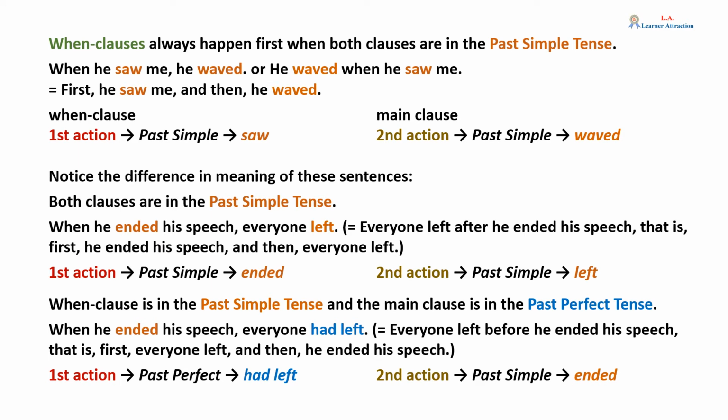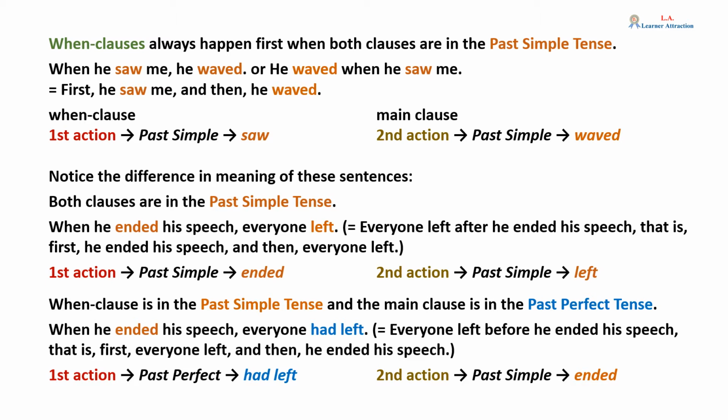When clauses always happen first when both clauses are in the past simple tense. When he saw me, he waved. Or, he waved when he saw me. Means, first he saw me, and then he waved. When clause, first action, past simple, saw. Main clause, second action, past simple, waved.